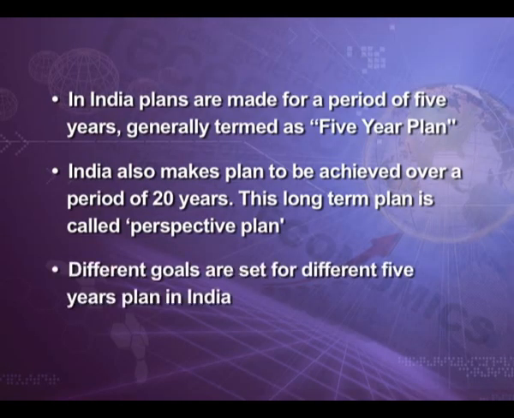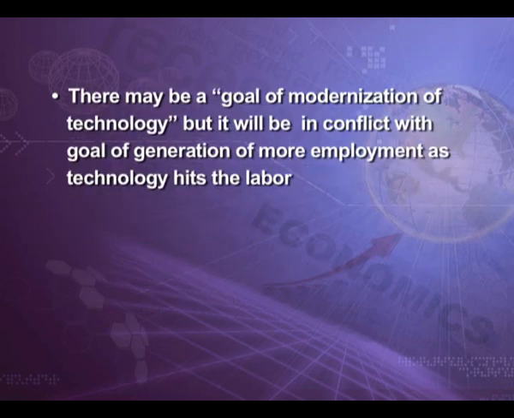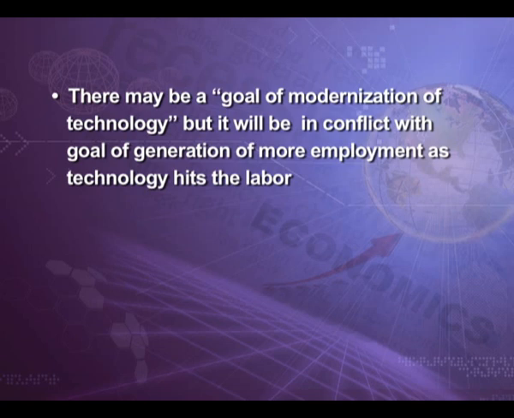Different goals are set for different 5-year plans in India. There may be a goal of modernization of technology. If we modernize the technology, we have to remove the labor and adopt machinery. But now it will be in conflict with the goal of generation of more employment, as technology hits the labor, technology hits the employment.